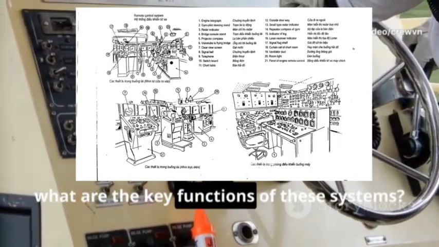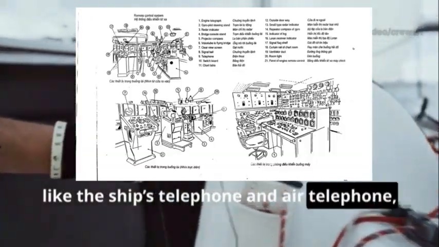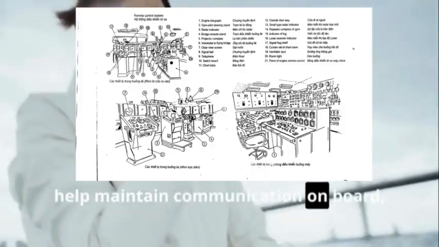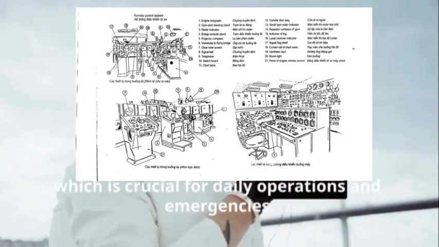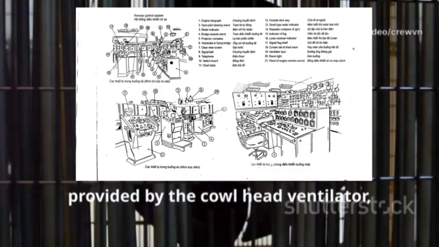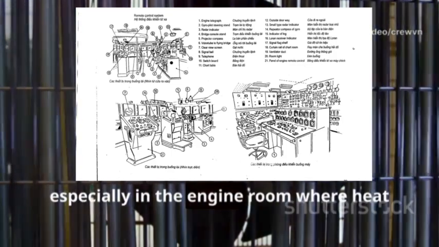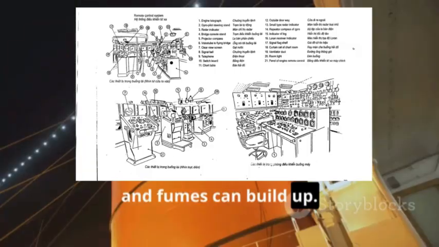So, what are the key functions of these systems? Communication systems, like the ship's telephone and air telephone, help maintain communication on board, which is crucial for daily operations and emergencies. Ventilation, provided by the cowl head ventilator, helps circulate air within the ship, especially in the engine room where heat and fumes can build up.